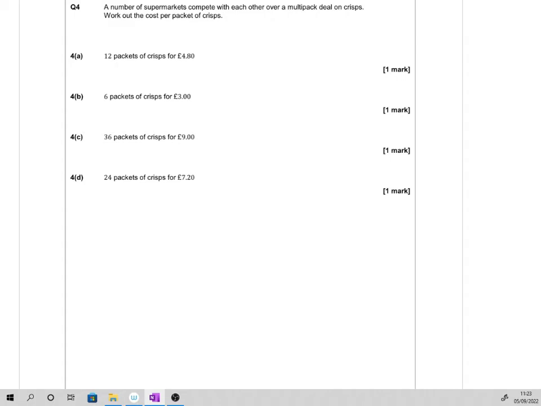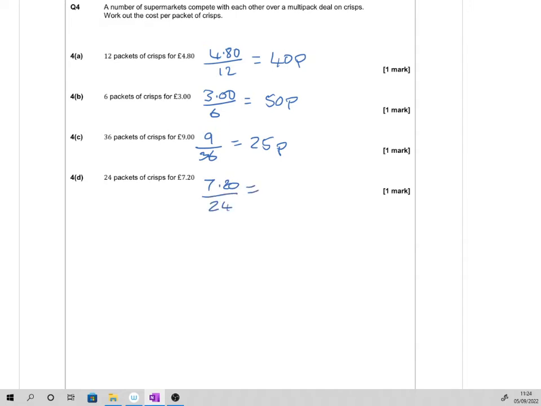A number of supermarkets compete with each other over multi-pack deals. Work out the cost per packet. £4.80 divided by 12. 4.8 divided by 12 is 0.4, which is 40p. £3 divided by 6. 3 divided by 6 equals 0.5, which is 50p. £9 divided by 36. 9 divided by 36 equals a quarter, which is 0.25, 25p. And £7.20 divided by 24 equals 30p.